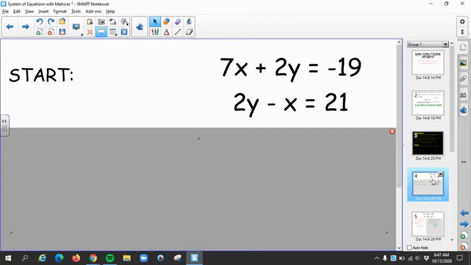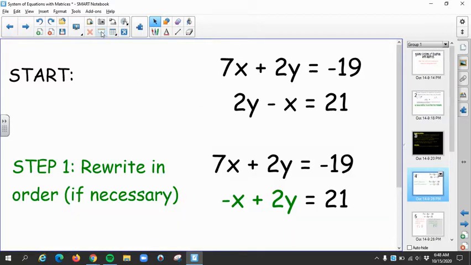So here's our problem. 7x plus 2y equals negative 19. 2y minus x equals 21. So there is some value you can plug in for x and for y to make both of those equations true. So step one, we need to rewrite this equation in order. This is sometimes not necessary. However, this time it is, because notice this 2y and this x are flipped around. To put them in alphabetical order, I'm going to put the x below this 7x. I'm going to put the 2y below this 2y here. Notice this negative sign stays with the x, and it stays in the front of my equation.